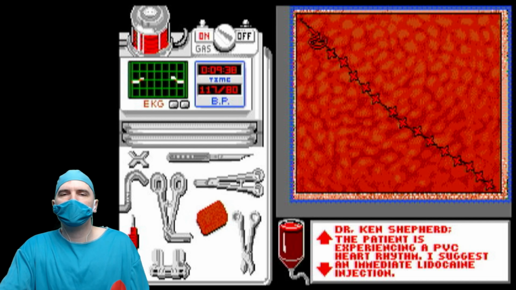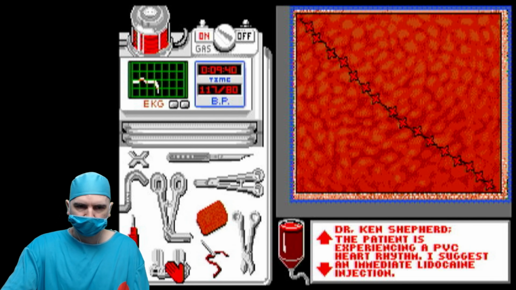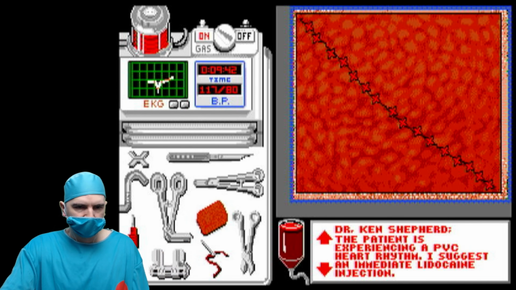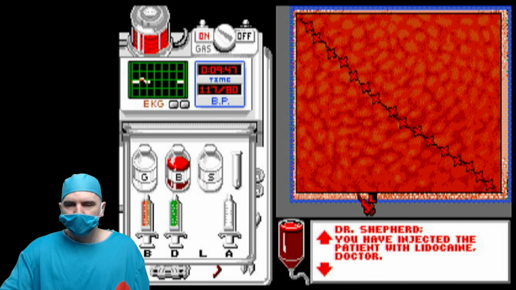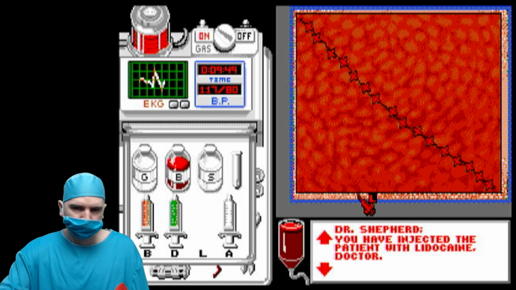The patient is experiencing a strong PVC heart rhythm. I suggest an immediate lidocaine injection. Right, you have injected the patient with lidocaine. Thank you, Dr. Shepherd.